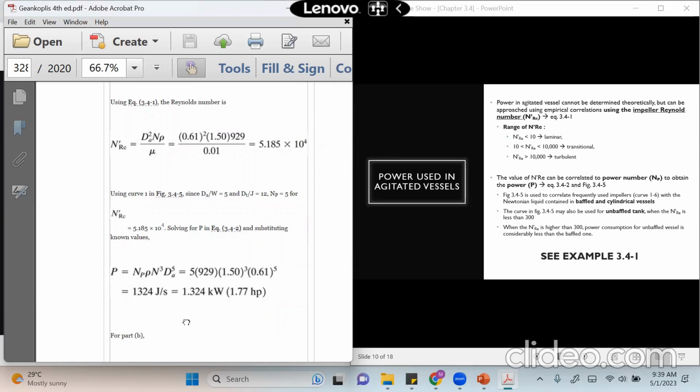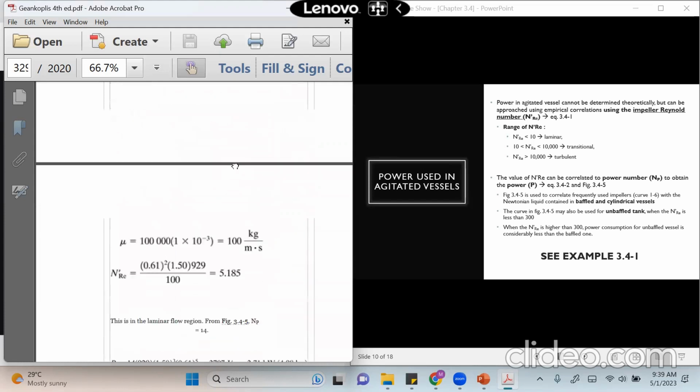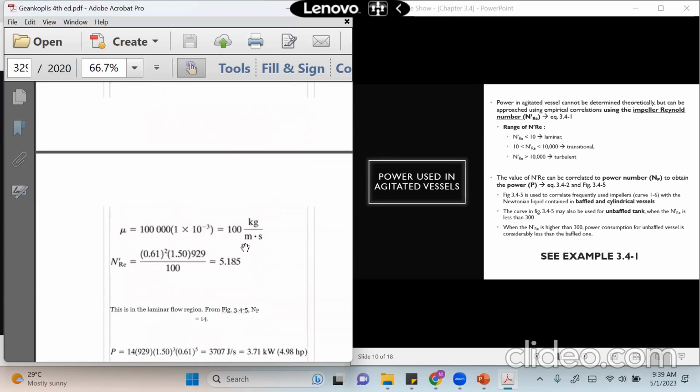Okay, so for part B, the viscosity is not 10 centipoise anymore, but 100 centipoise, so it's 100 kilogram per meter second. So I put it here. NRE is 5.185. This is in the laminar region, because it's less than 10.